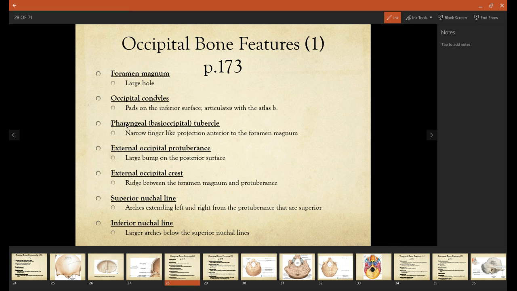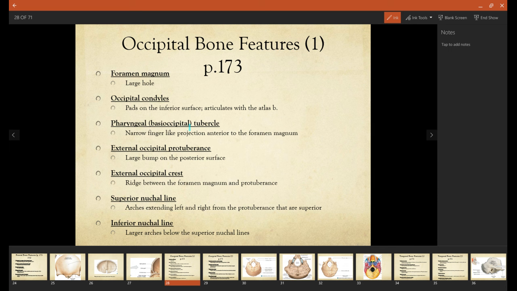We also have a pharyngeal tubercle, and if you'll recall from terminology, tubercle is just a small rounded process on a bone. It's also called the basal-occipital tubercle, and this is just anterior to the foramen magnum, which is a small little bump. We also have the external occipital protuberance, and you can actually feel this on yourself. If you feel the big bump on the back of your head, that is your external occipital protuberance.